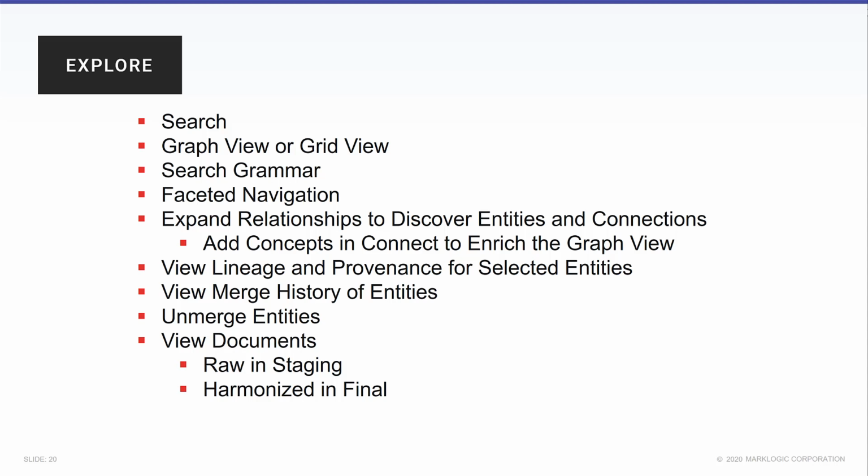We can view the merge history of entities. So we can always look at a piece of data and know exactly where it came from and what pieces of information were used to compose it when we look at the data in the Data Hub. We have the ability to unmerge entities, and for any piece of information, we can view the documents. We saw we can look at the raw data in staging and the harmonized and final.